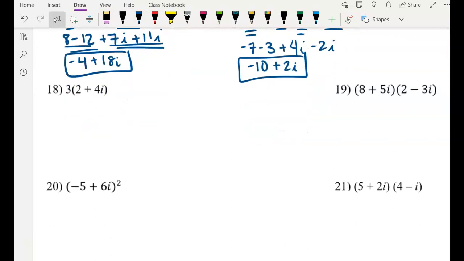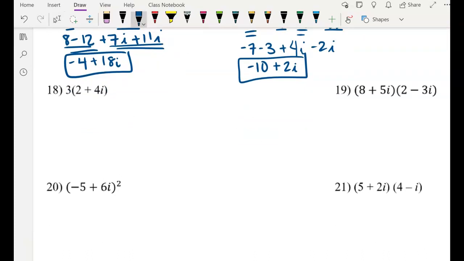18 says 3 times the quantity of 2 plus 4i. Students, these don't really change from your prior skill. We will distribute. Okay, 3 times 2 is 6. 3 times 4i, yes, these could be multiplied. That's going to give us 12i. And box that up.